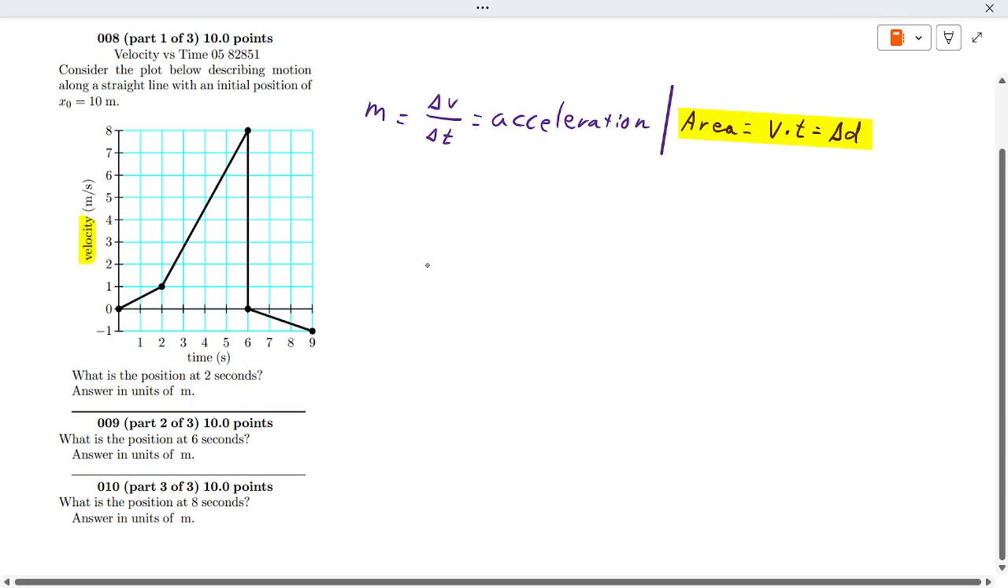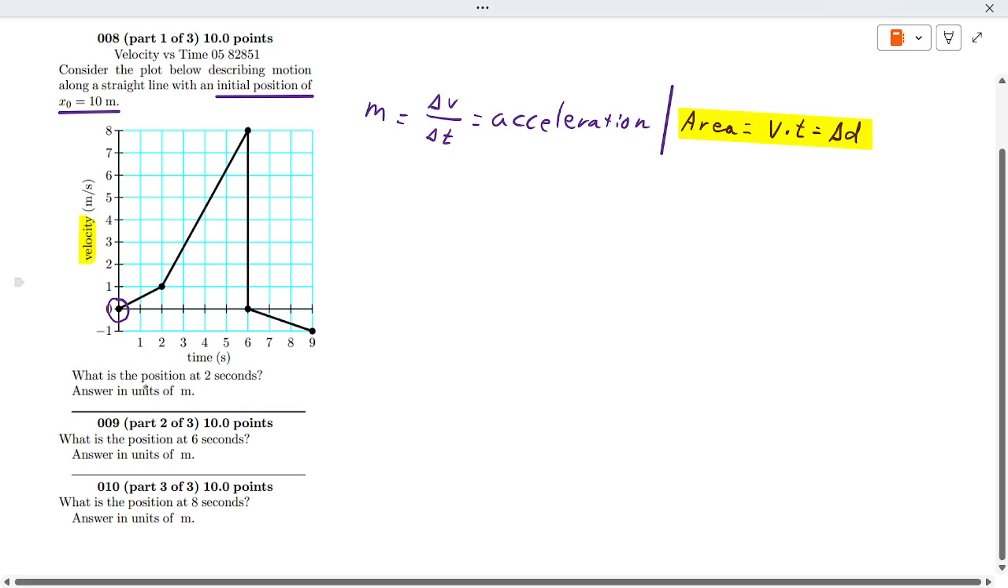All right, so let's go ahead and get started. It says, consider a plot below describing the motion along a straight line with an initial position of x naught equals 10 meters. This notation, x naught, means that when the item is starting right here at time 0, it is already 10 meters away from the origin. So we'll need to add 10 to whatever our answer is for question 8.